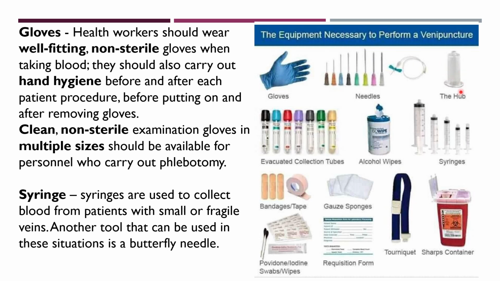Then this hub, this is called the syringe hub, and various vacutainers, we can say anticoagulant tubes, then alcohol wipes, bandages, or we can say tape, then gauze sponges, or we can also call it spirit, having 70% ethanol, then tourniquet, then sharp containers, and requisition form, and other swabs and wipes.